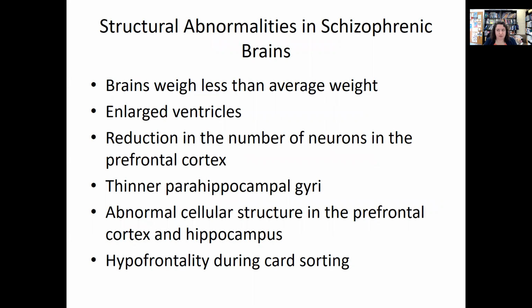Lots of different structural abnormalities have been found in the brains of those with schizophrenia. So they weigh less. The ventricles, those fluid-filled portions, are bigger. There are fewer neurons in the prefrontal cortex right up here, thinner in some places. They have abnormal cellular structures some places. Hypofrontality means they really struggle with something like card sorting. They can't make those changes you have to on a card sorting task.